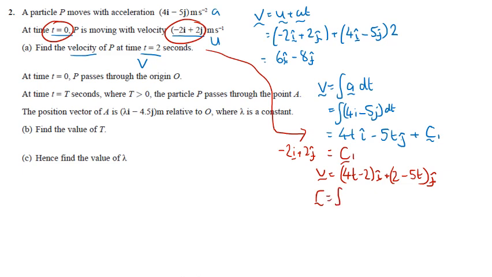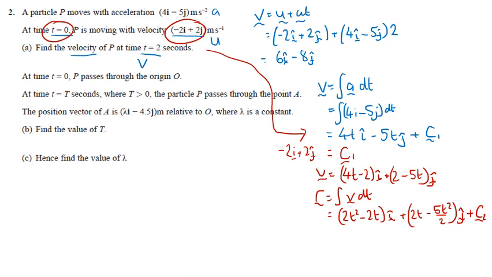So r, the position vector, is the integral of the velocity. So let's do this. 4t minus 2 integrates to 2t squared minus 2t. 2 minus 5t integrates to 2t minus 5t squared over 2. Okay, so simple integration, and then we get another constant vector of integration.